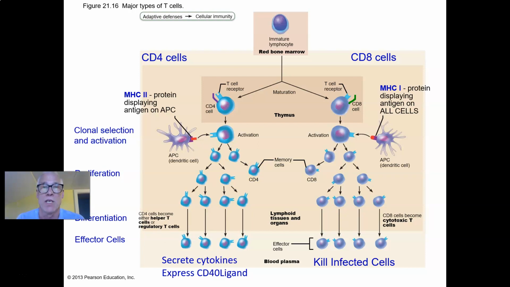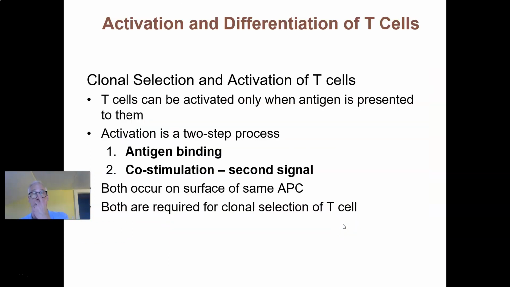We're going to have memory cells left in the body that will allow us to jump into action at re-exposure to the same antigen that we're dealing with here. The other thing is that there has to be a second signal, some way to validate the activation of these cells before they'll go on to proliferate and produce effector cells. That validation process is called co-stimulation.